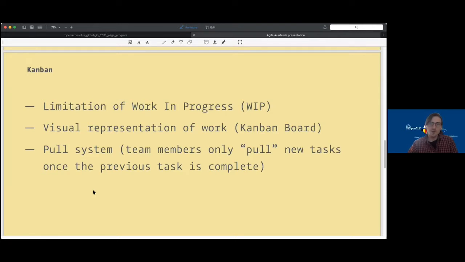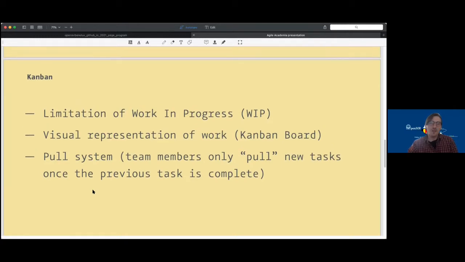In the Kanban approach, we have a visual representation of our work and transparency about who is working on what. It's also really important to limit the work in progress, so the work of one person should be limited to one or two tasks at once.